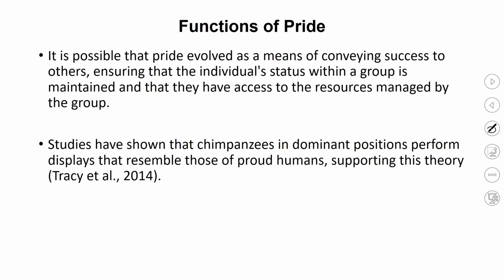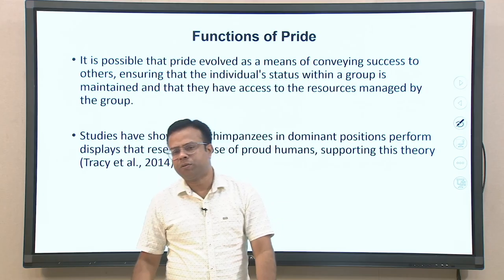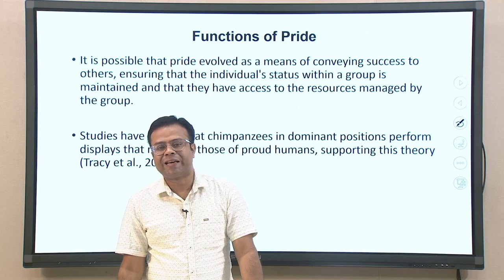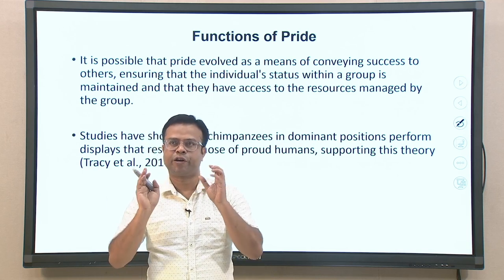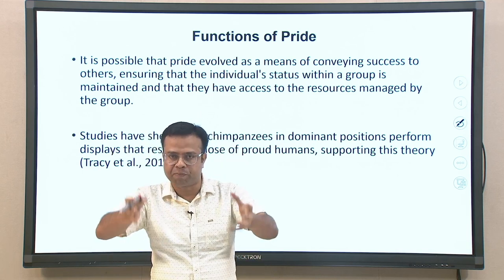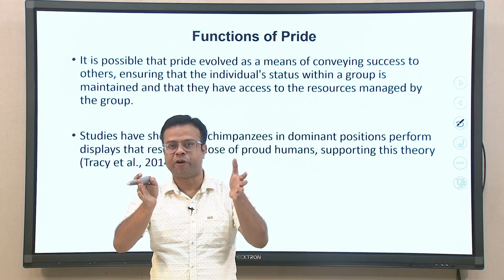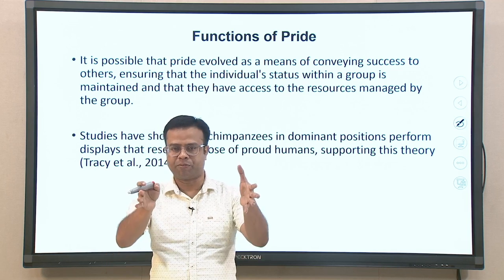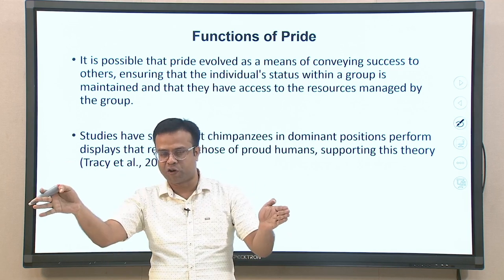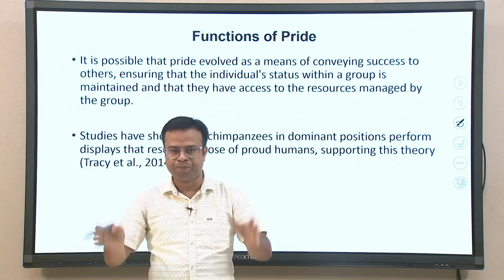We have been discussing the functions of each of these emotions in the earlier lectures also. So, let us see what the functions of the emotion of pride are, why people express pride and what function it serves. It is possible that pride evolved as a means of conveying success to others. When people express pride, they also express some kind of success. You are conveying that you have achieved something. So, communication of success is one of the reasons why people show pride.